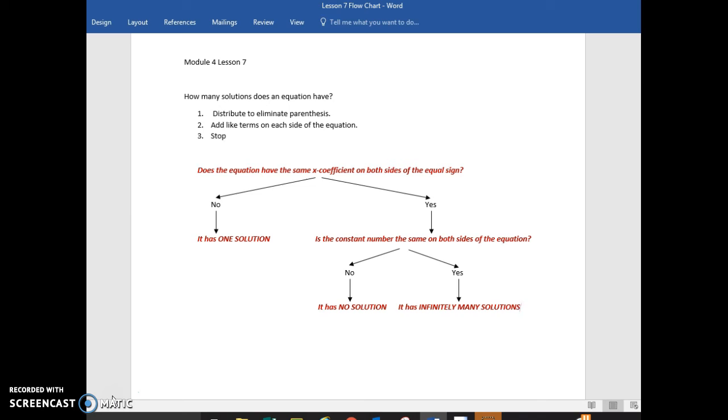You can. Remember, if you solve it and you get a false statement, that means there's no solution. If you solve it and you get a true statement, that means there's an infinite number of solutions. And if you solve it and you get like x equals 4, then there's one solution.